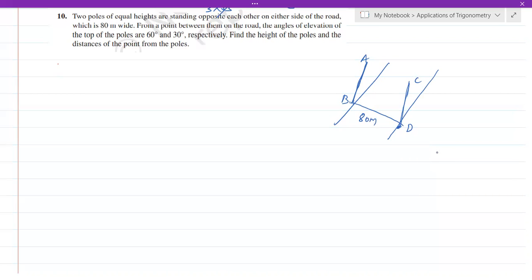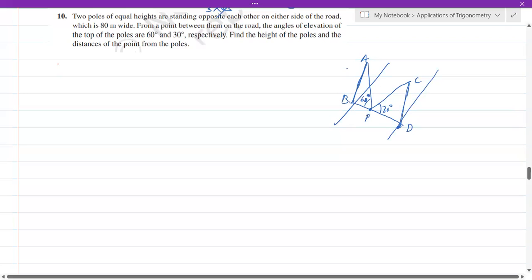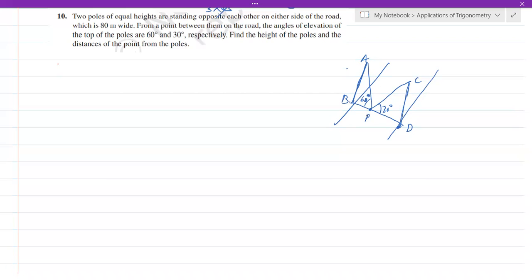Now somewhere in between, let's take some point as P. From the point P we are observing the tops of both the poles. One angle is found to be 30 degrees. If I take this to be 30 degrees, the other one will be 60 degrees. Now we have to find the height of both the poles. Both are equal. We have to find AB and CD, and the distance BP and PD. Okay, this is the figure.